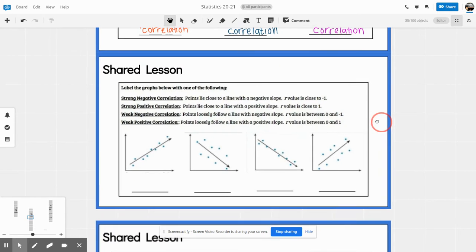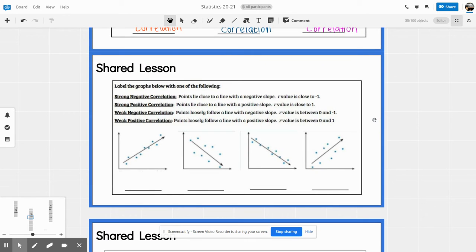When we move on, we are going to now talk about if the correlation is strong or weak, okay? So we have some definitions. A strong negative correlation is points that lie close to a line with a negative slope. The R value is close to -1. So R value right there is really what we use to talk about our correlation coefficient. So in R value, let's go ahead and write a definition off to the side. That is correlation coefficient. That's just the variable we use to define our correlation.